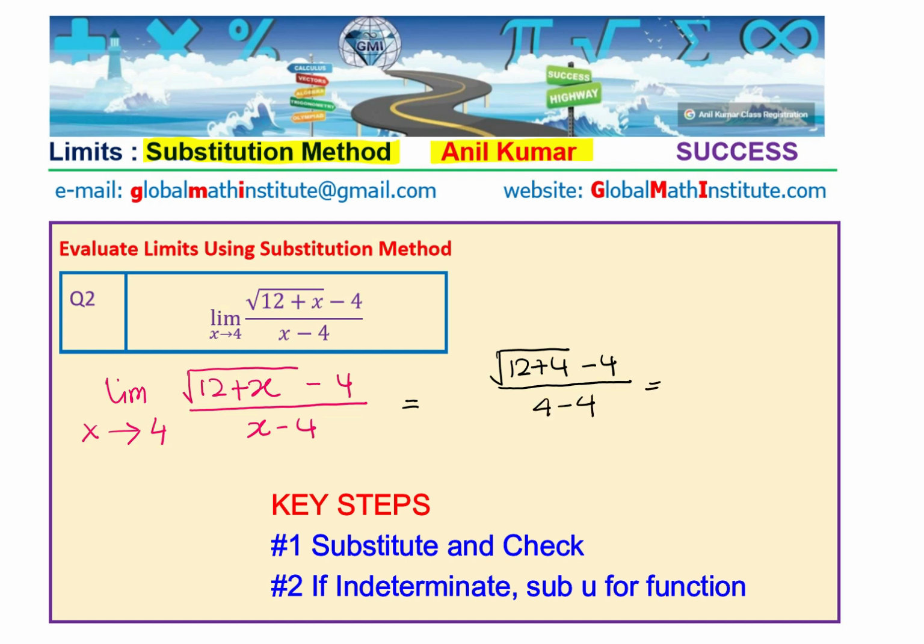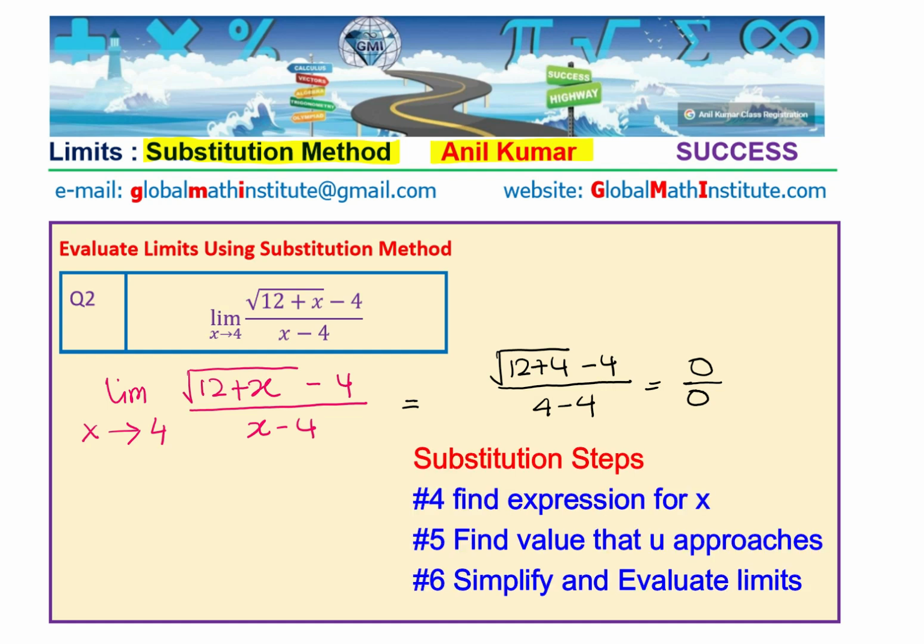12 plus 4 is 16, right? And 16 square root is 4. And so you get 0 over 0. Now 0 over 0 is indeterminate form. So by direct substitution, you cannot find the answer. Now you could adopt rationalization or the technique of substitution. So let us see how this technique helps.